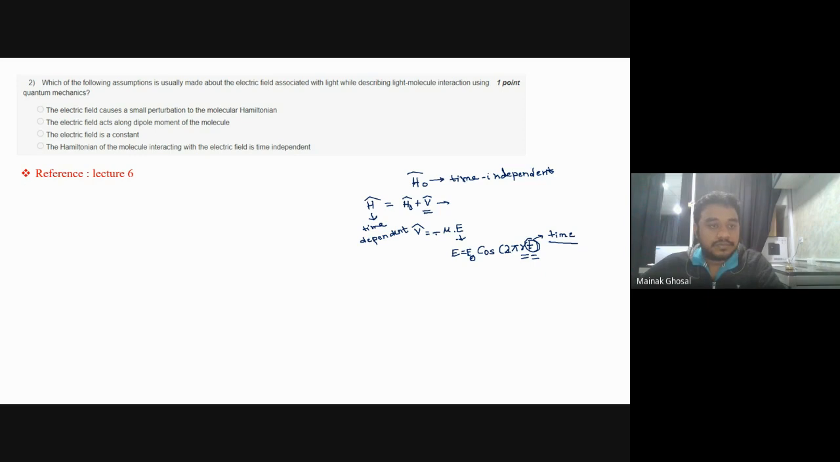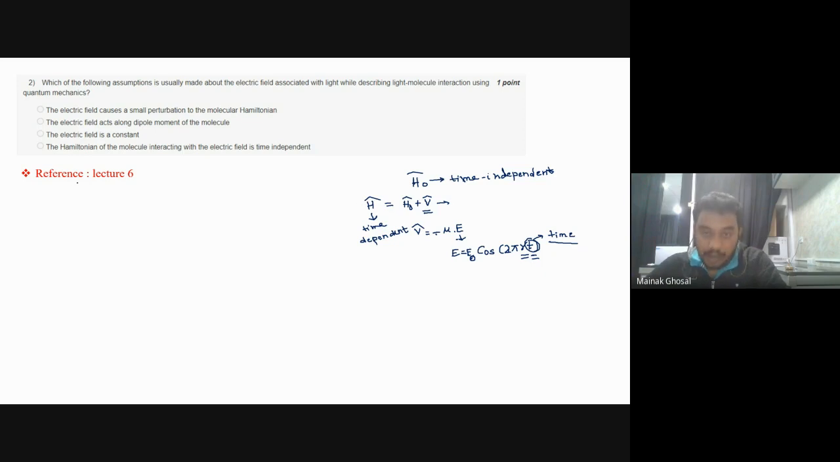Okay. So for the other two options, suppose I take the option that the electric field acts along the dipole moment of the molecule. This is not true. There is no such evidence. Also, you can see that the electric field is not constant. It will change with time.